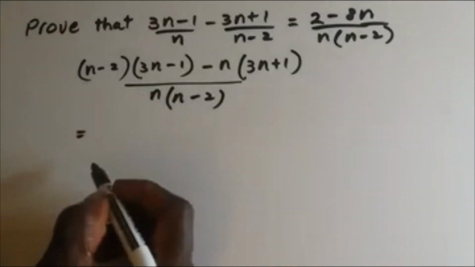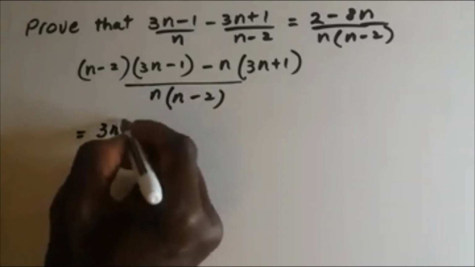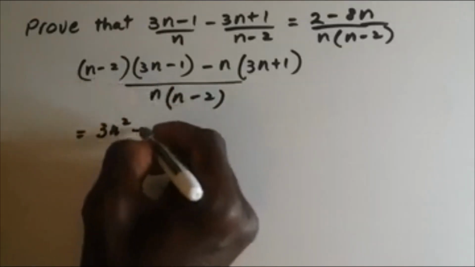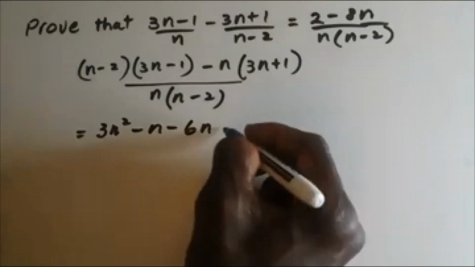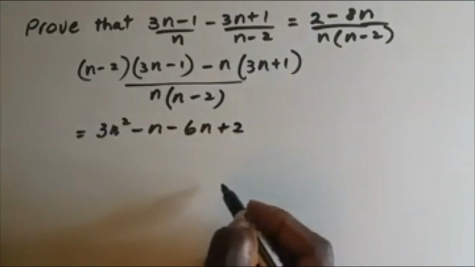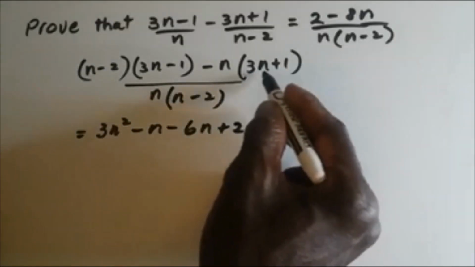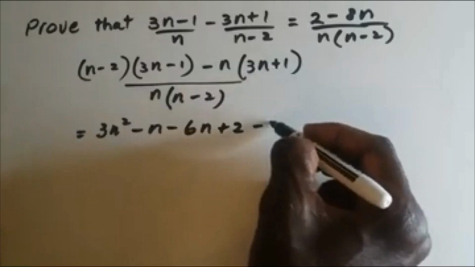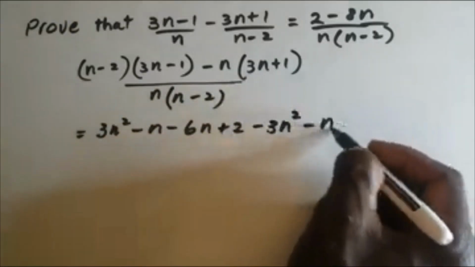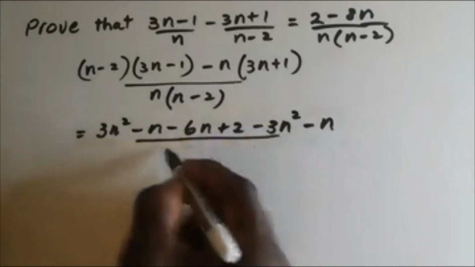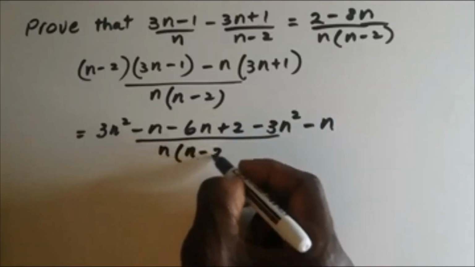Now we'll clear the brackets and see what we have. 3n squared minus n minus 6n add 2. And we have a minus here. A minus n times 3n will give us minus 3n squared, and then we have minus n. We'll leave our denominator as it is.